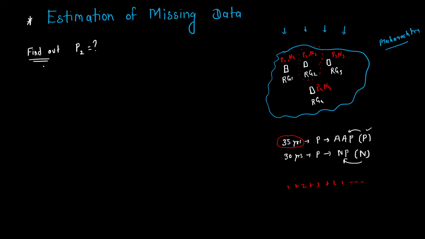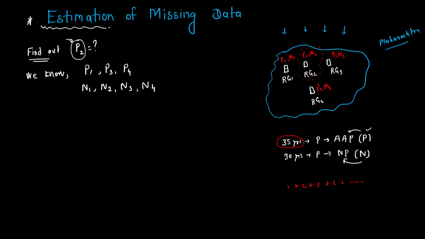Okay, so this is our aim, to find out the value of P2. So what are the values that we know? We know P1, then P3 and P4. In case of normal precipitation, all values will be given, that is N1, N2, N3 and N4. Now, in this case, what we have to do? We have to find out the value of P2. So this way of calculating the missing data comes under the heading of estimation of missing data. I hope now you are getting an idea what we are trying to do here.